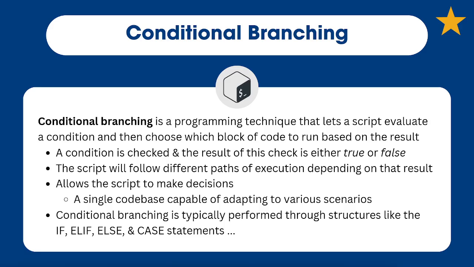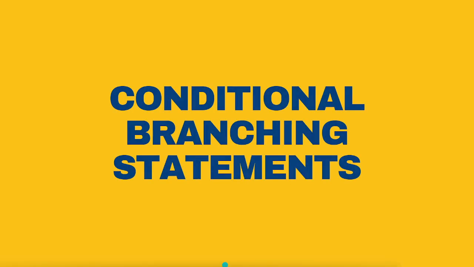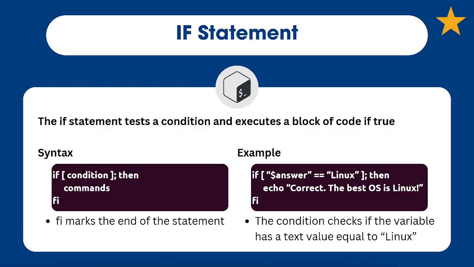Now, of course, this is all theoretical at this point. We want to know, how do we actually do this in code? So that's going to be in this next section, conditional branching statements. We'll start with the most simple conditional branching statement, and that's the if statement. If this is true, do this. If not, well, nothing else will happen. So the if statement tests a condition and executes a block of code if it's true.